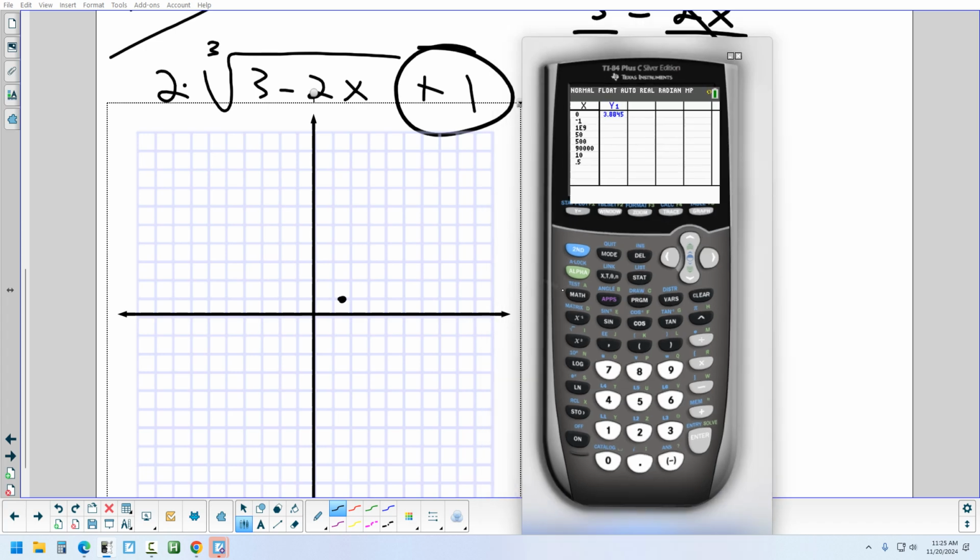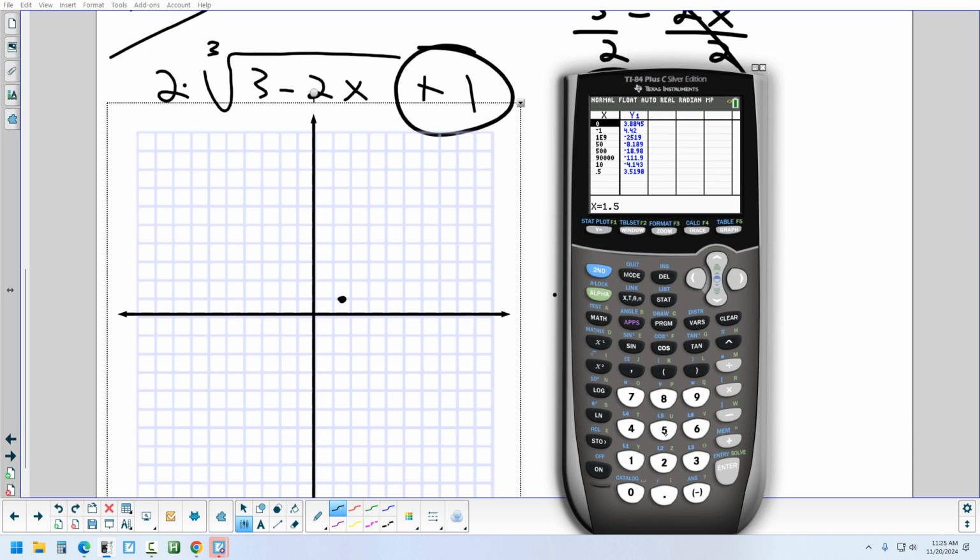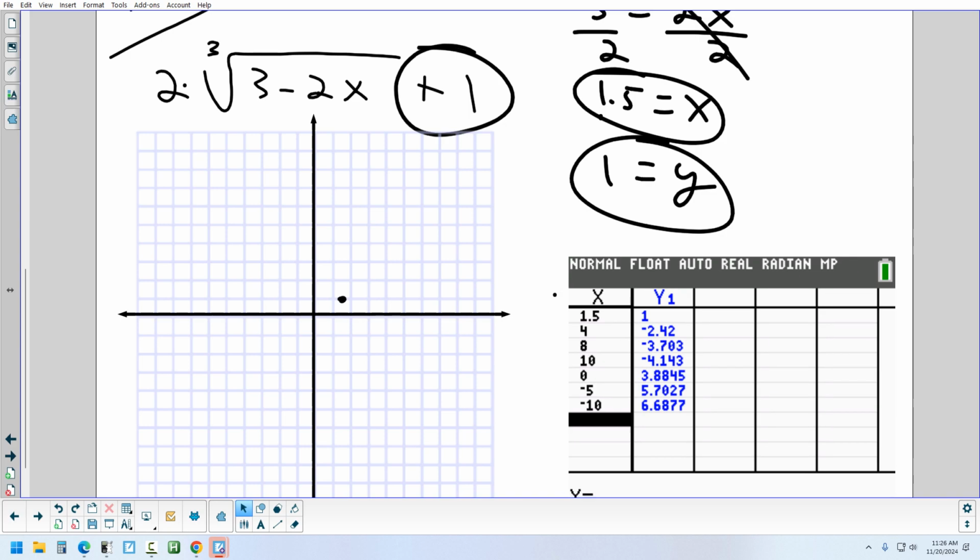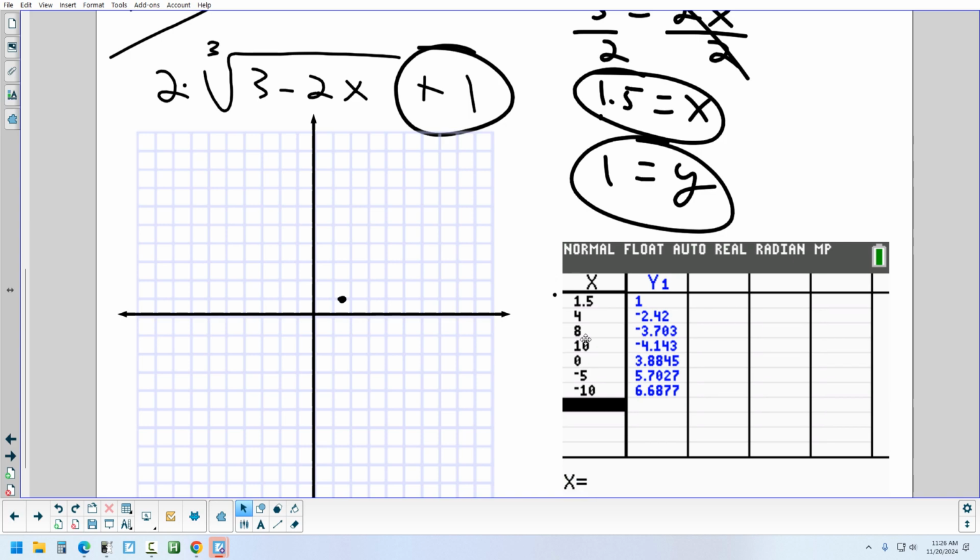Okay, let's go to our table. Let's check the center, make sure we did that right. Yeah, 1.5, 1, that's exactly what we got. And now I'm going to pick a couple more points. I'm going to do like 4, 8, and 10. And I'm going to do some points the other way. Let's do 0. That's a good one. All right, so we got 0. And then let's do -5, -10. Okay, that should be enough points for us to see our curve.